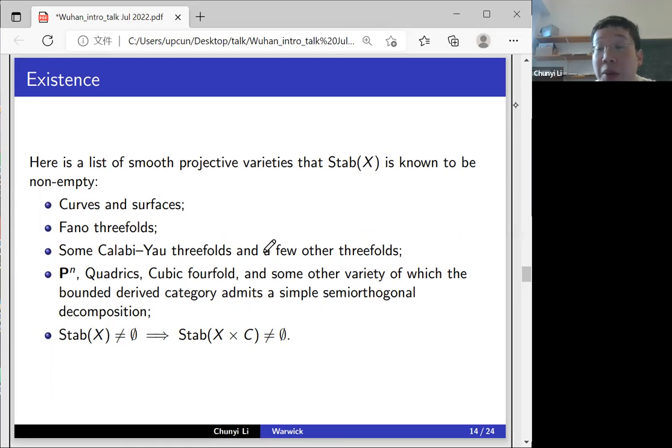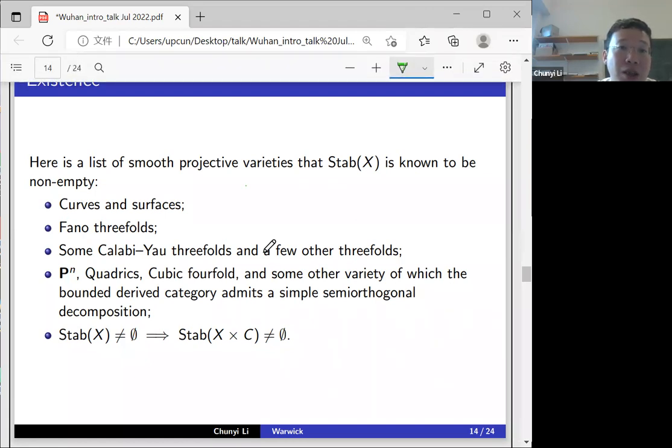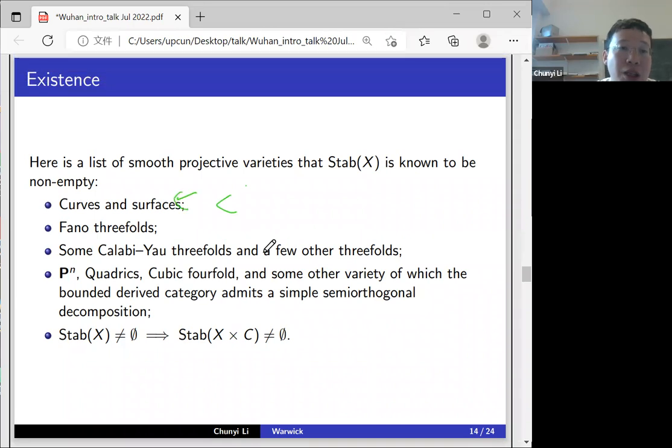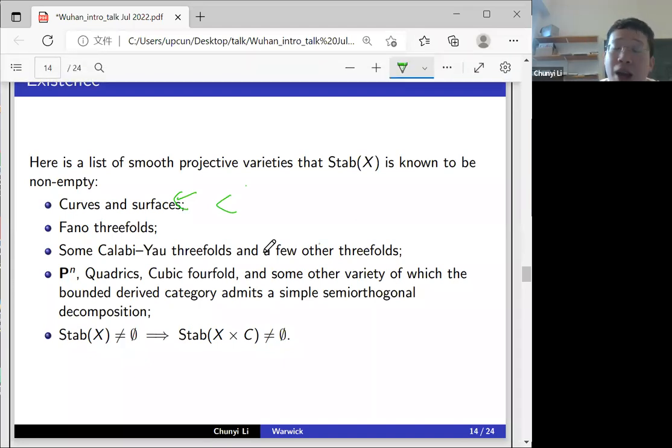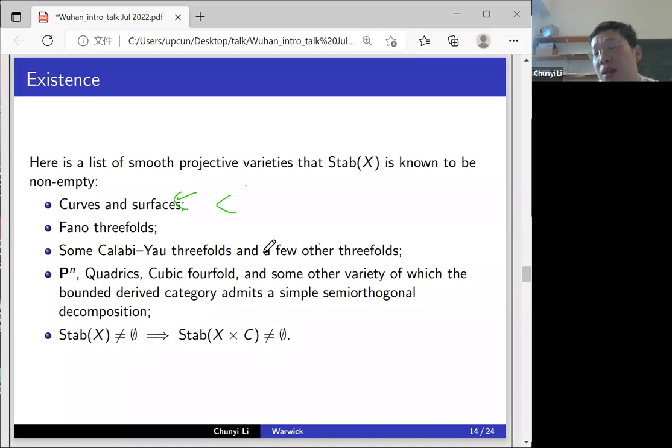varieties where the stability manifold is known to be non-empty. They include all of the curves and all of the surfaces. And in the threefold case, already non-trivial, we have some Fano threefolds. We have some Calabi-Yau threefolds, maybe the most interesting ones, the quintic is there, and a few others. And also we have some stability conditions. The derived category is relatively easy, not because of their dimension, but just because of the derived category.